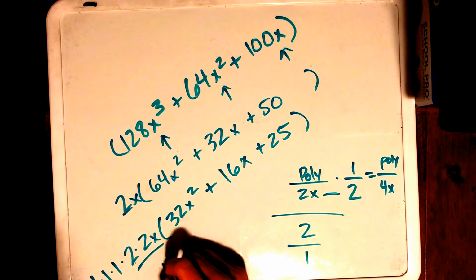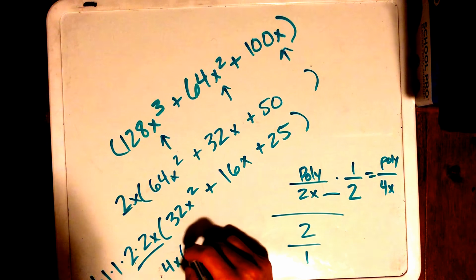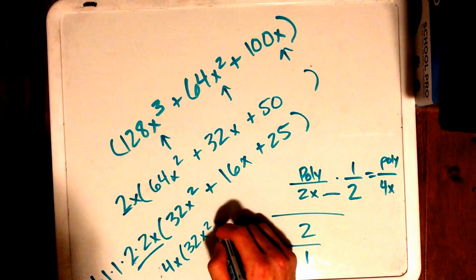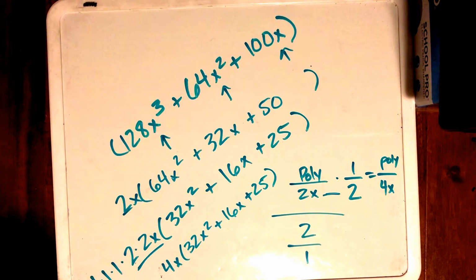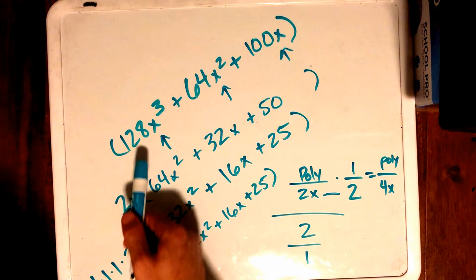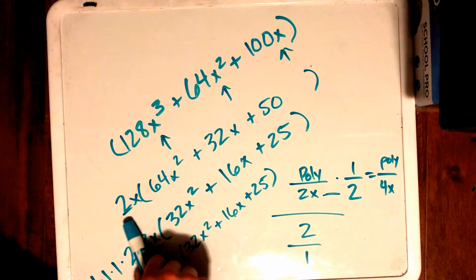So if we were to write this, our correctly written out greatest common factor would be 4x times 32x squared plus 16x plus 25. There you go. So like I said, when I'm met with really big ones, I like to start with 2, see if they're all even. If I do, I pull out that 2.